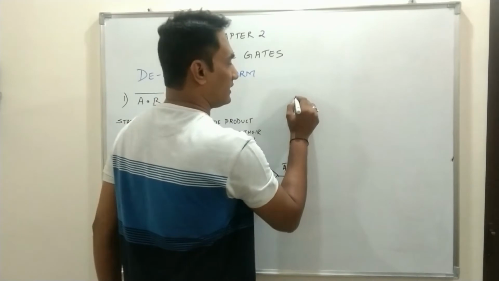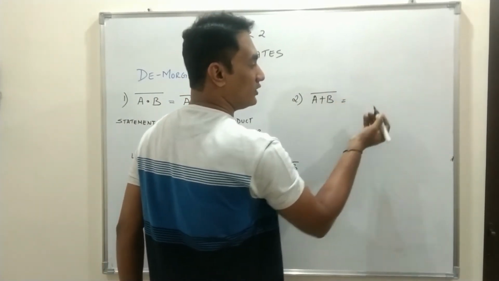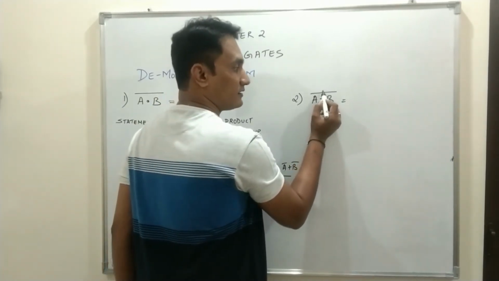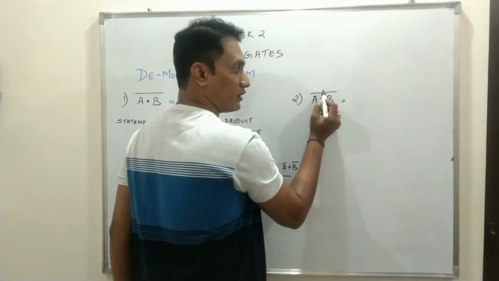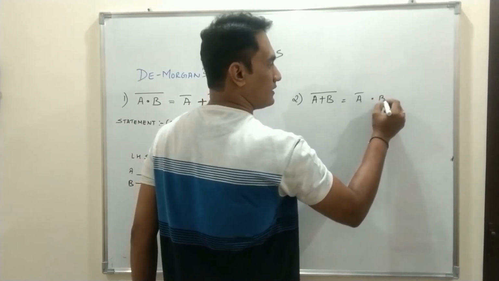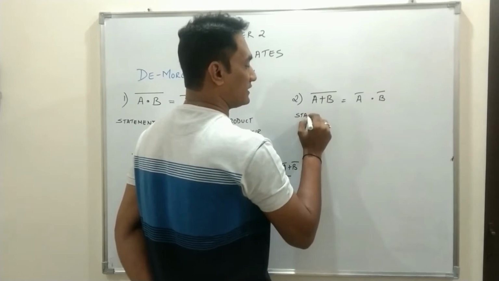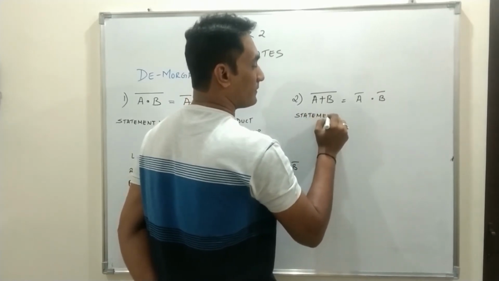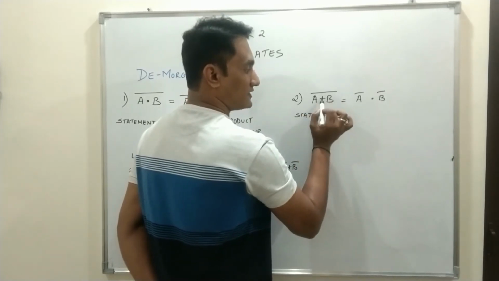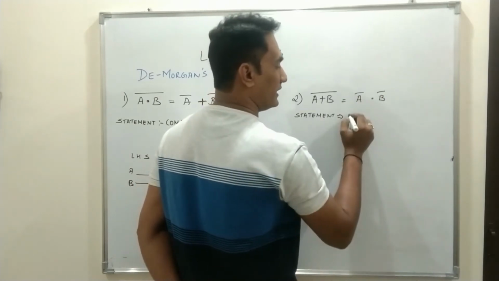The second De Morgan's theorem is (A plus B) whole bar equals, of course now you can interpret it, the complement has to be split. When the complement is split, the sign changes, and this becomes A bar dot B bar. Again you start with the statement, and what will be the statement here? Complement of sum is equal to product of their individual complements.